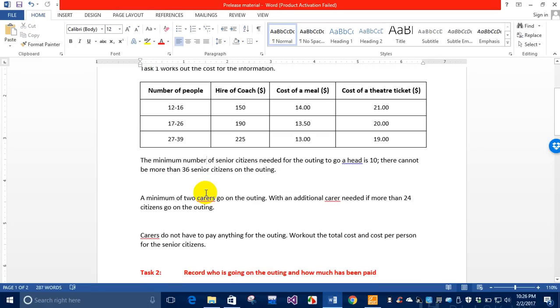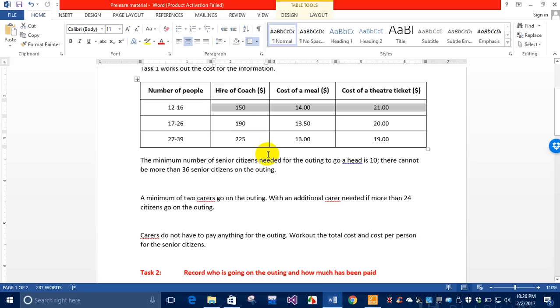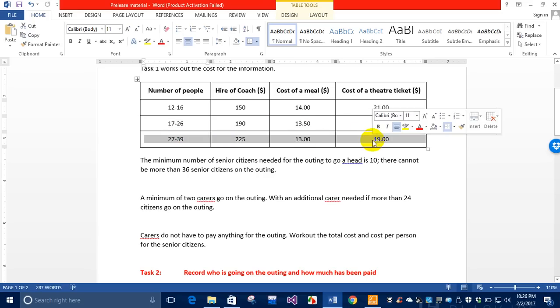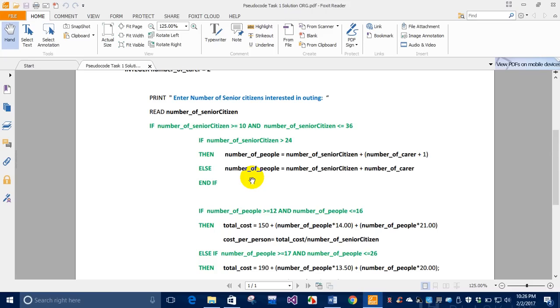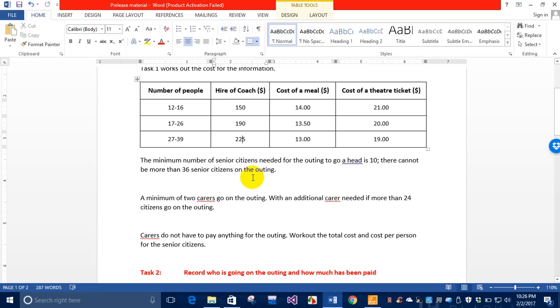Let's say if the number of people is between 12 and 16, then these are the prices, or you can say the cost for the people. If the number of people is between 17 and 26, then this is the cost. And same if the number of people is between 27 and 39, then this is the cost. All right, now how will we handle this in a programming language?